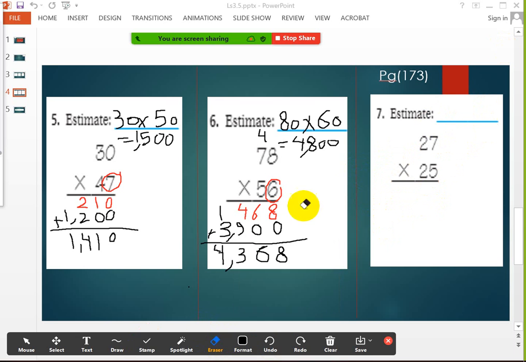Okay, now first thing I will estimate the number for you. 27 will be 30 because I have 7 before the ones digit. And 25 also becomes 30 because I have 5 here before the tens and it equals 5, so I add 1 to the tens. Now 30 multiply 30, 3 multiply 3 equals 9. And I have to put 2 zeros next to the answer, so it will be 900. Now let's start our multiplication.